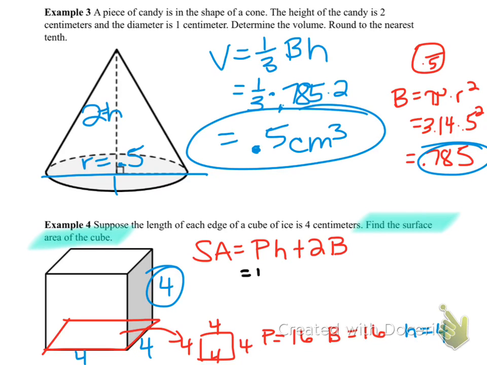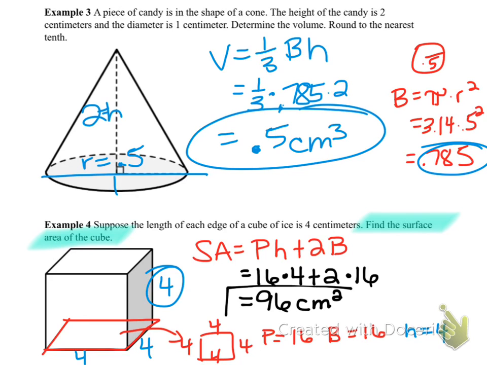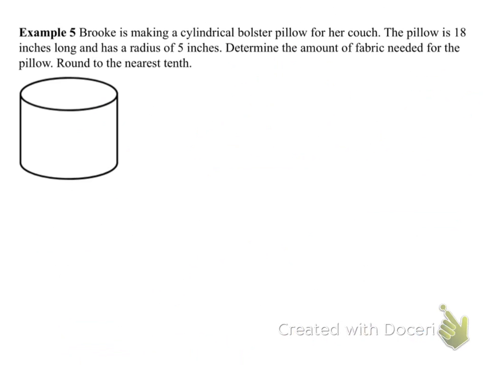Plugging all of this in, P is 16, H is 4, plus 2 times the area of the base, which we found to be 16. So plugging all of that in together, you get 96 centimeters squared. Just changing gears here, talking about squared. Remember, we're talking about how many little square pieces of paper can I put on there, and total would be 96 little squares to cover that.